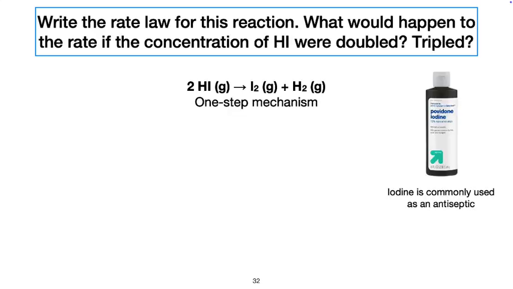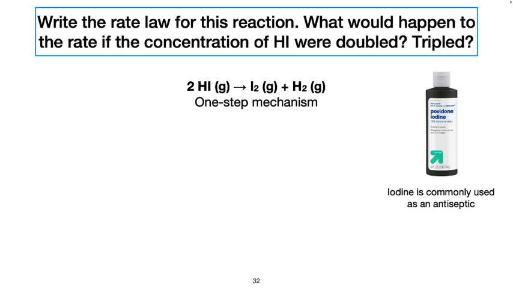Okay? So write the rate law for this reaction. What would happen if the concentration of HI were doubled or tripled? So you got a bunch of questions here. We'll give you a little bit of time. So what's the rate law? Yes, sir. We had a disagreement, I'd say.